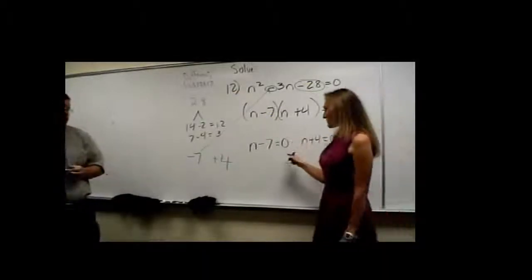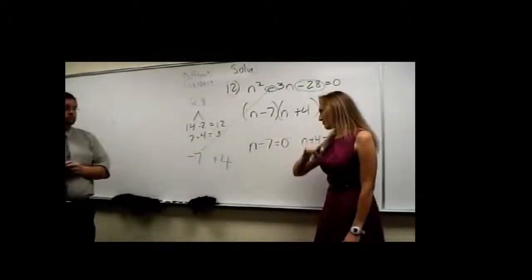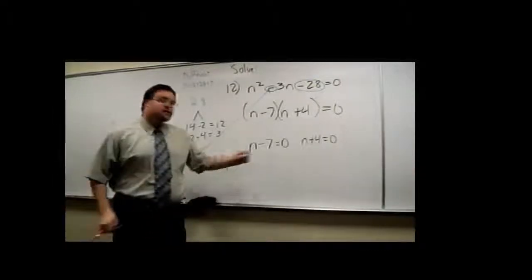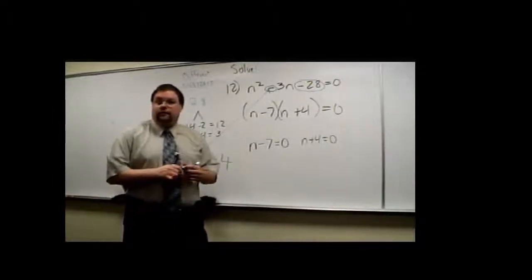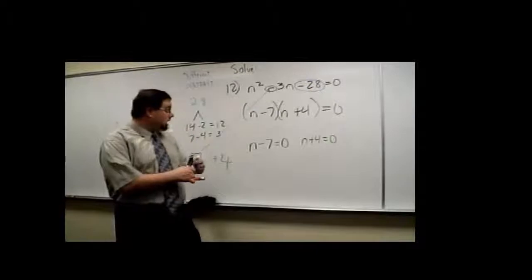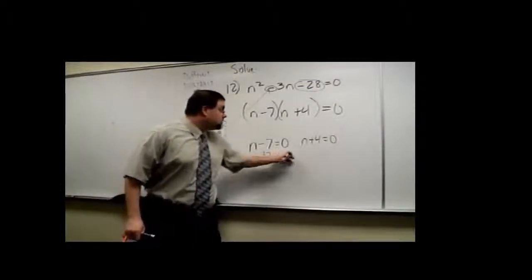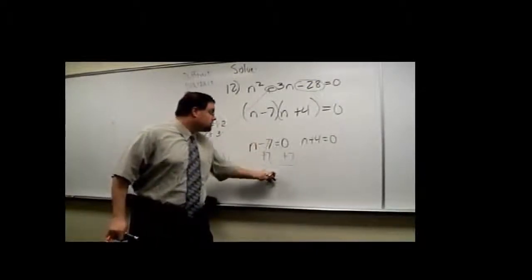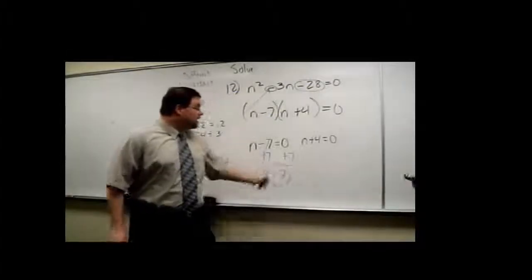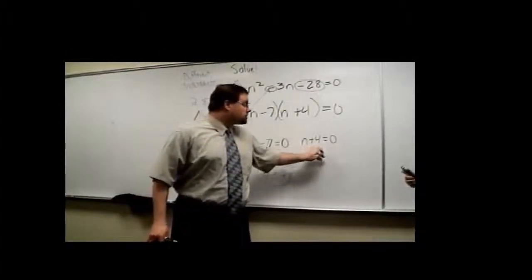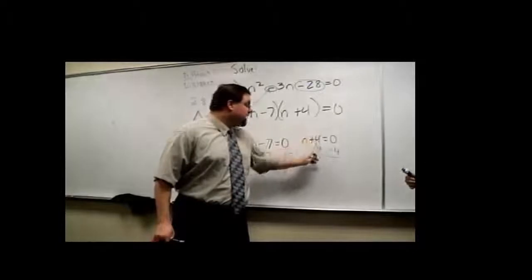Now, if n minus 7 equals 0, how do I solve for n, Professor Kasha? Well, you do the opposite to both sides. So the opposite of subtracting 7 is to add 7 to both sides. So we have n equals 7 for the first part. And then here we subtract 4 from both sides, and we get n equals negative 4.